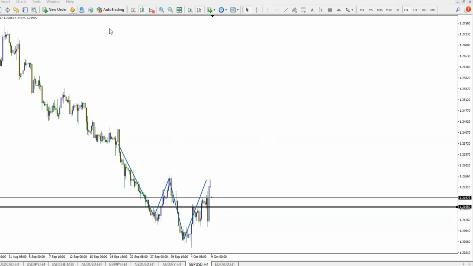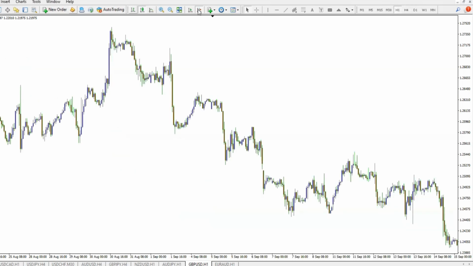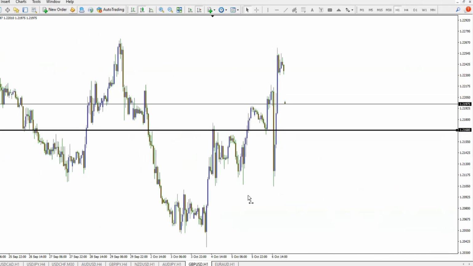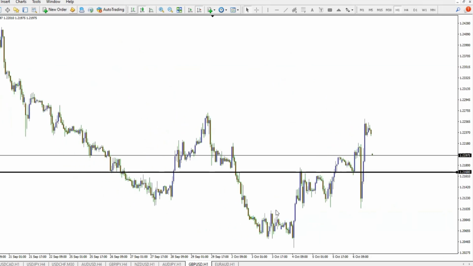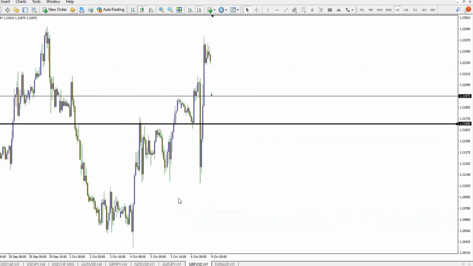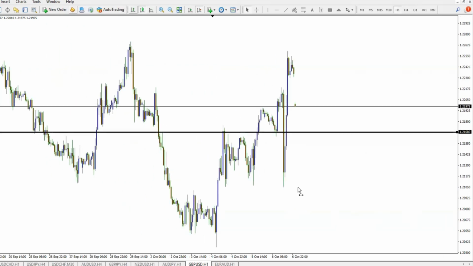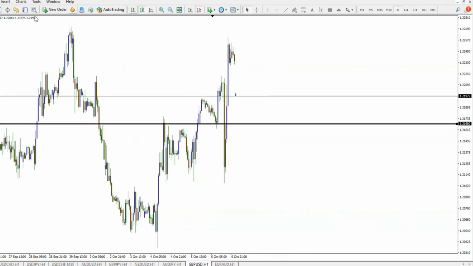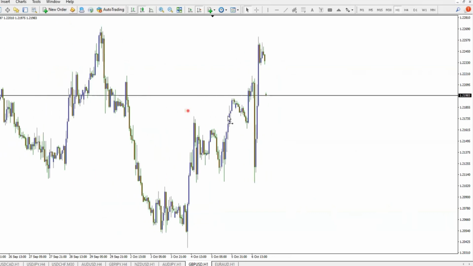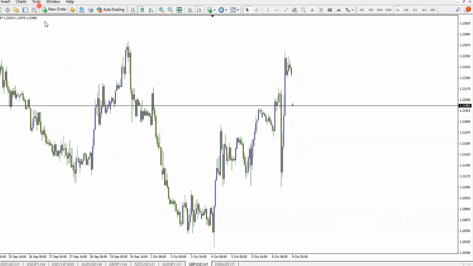But we need to get a precise entry. So that would be the H1. The H1 would be a good place to use to get into this market. So the H1 here, we have what looks like a bullish trend coming up. You will see something like this. Good. Let me select that. So on the H1 here, you will see something like this going on.